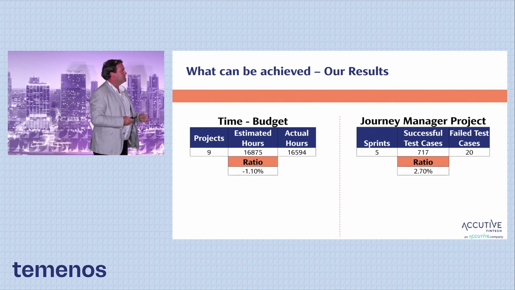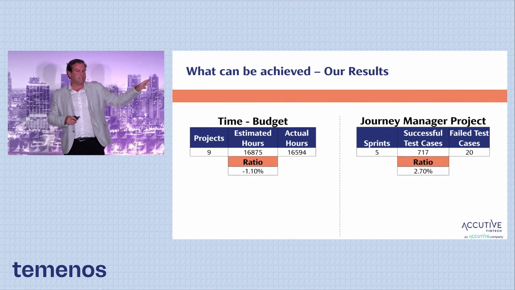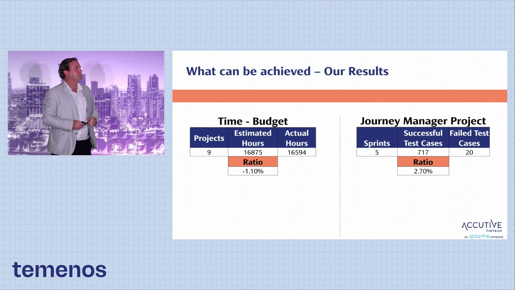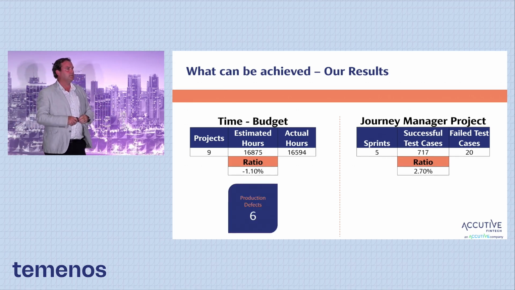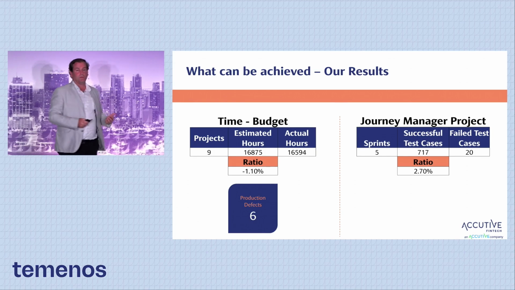I went back and looked at those nine projects, those 9 engagements we had, and said, how many post-production defects did we have? Because that's the true test. We had 6. That was over a period of 12 months. So these processes work. They really do.